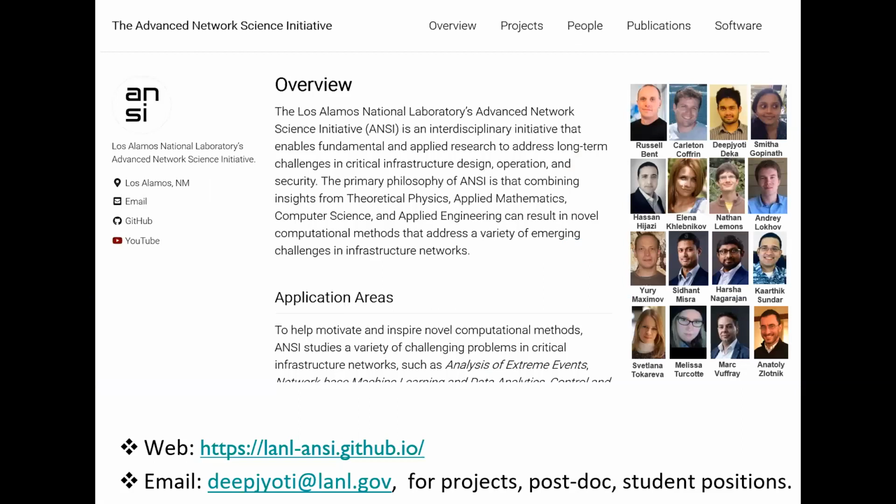Informally, I'm a theoretical scientist. I belong to the theoretical division, but I am a part of a group called the Advanced Network Science Initiative. This is a strategic initiative of around 15, now expanding to around 20 people, of scientists, postdocs, and visiting collaborators who work on different aspects of infrastructure science and network problems. This includes cybersecurity and gas grid problems, and we bring a lot of mutually beneficial experience from theoretical physics, applied mathematics, computer science, and so forth. Our website is given here, the LANL NC GitHub. You can email me if you have more questions about the kinds of projects that we have and openings for postdocs, staff, or students.